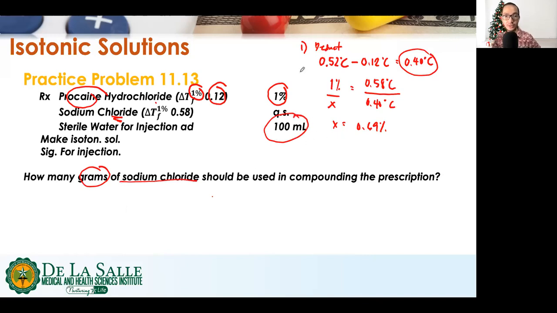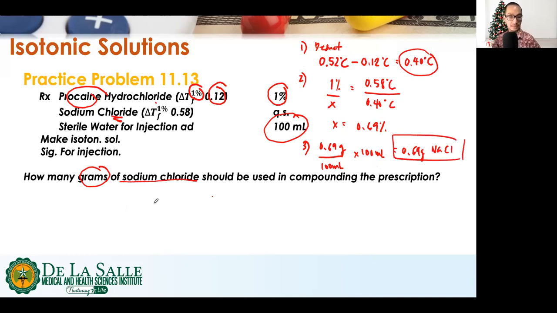So that's step number 3. This is 0.69%, meaning to say 0.69 grams per 100 ml times 100 ml, the volume of the solution. So the amount of sodium chloride that will make the isotonic solution is 0.69 gram.